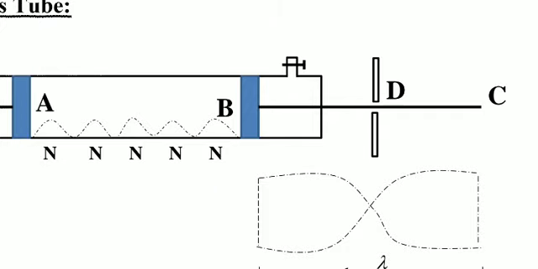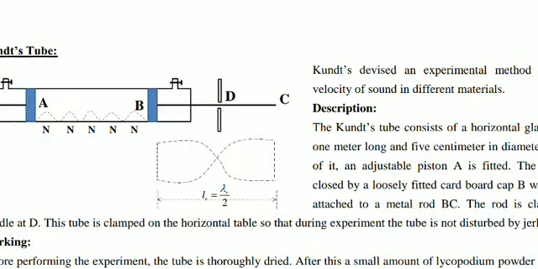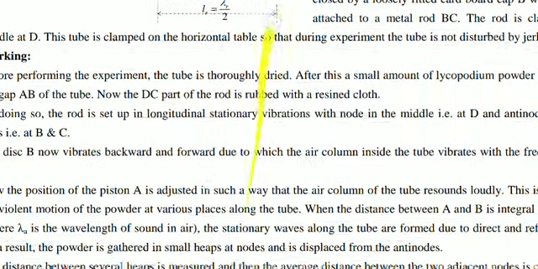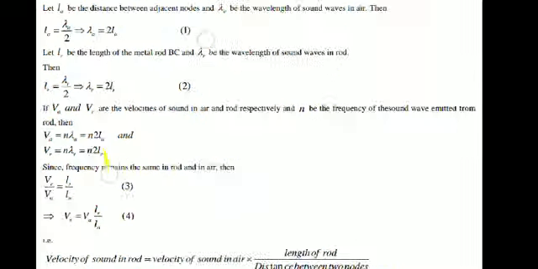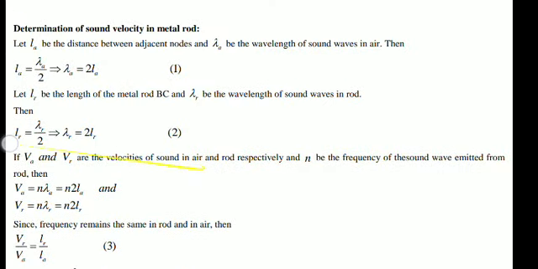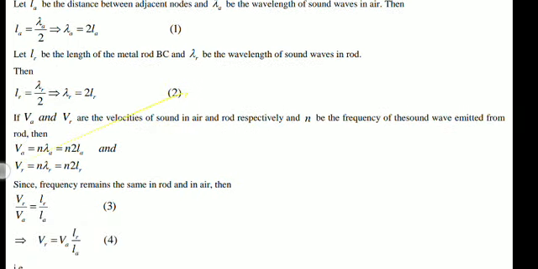So we have got two equations. One is LR equal to lambda r divided by 2, and LA equal to lambda a divided by 2. From this equation we get lambda a is equal to 2 times LA, and from this equation lambda r is equal to 2 times LR.